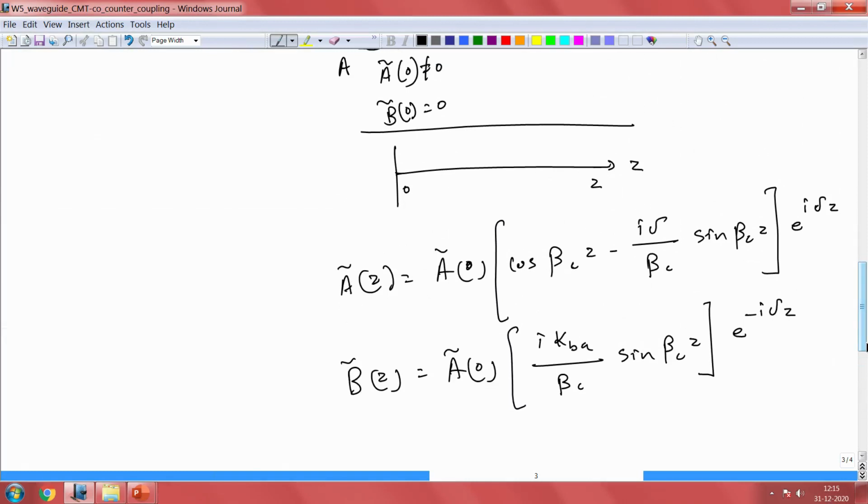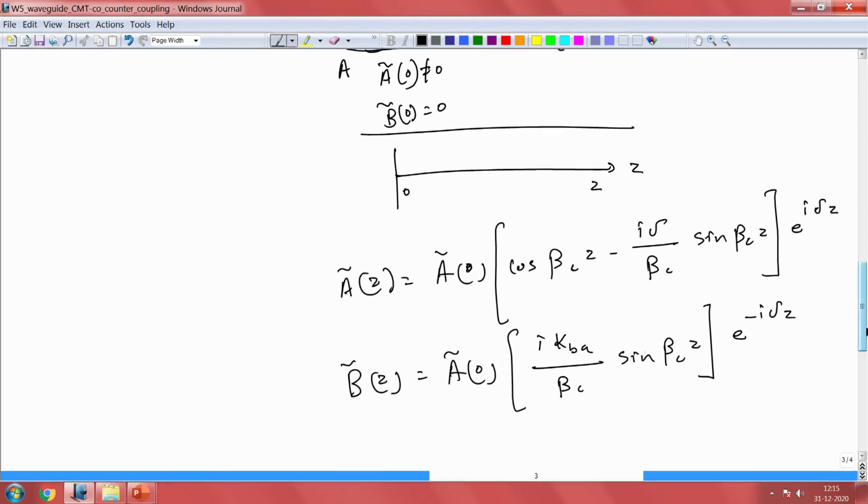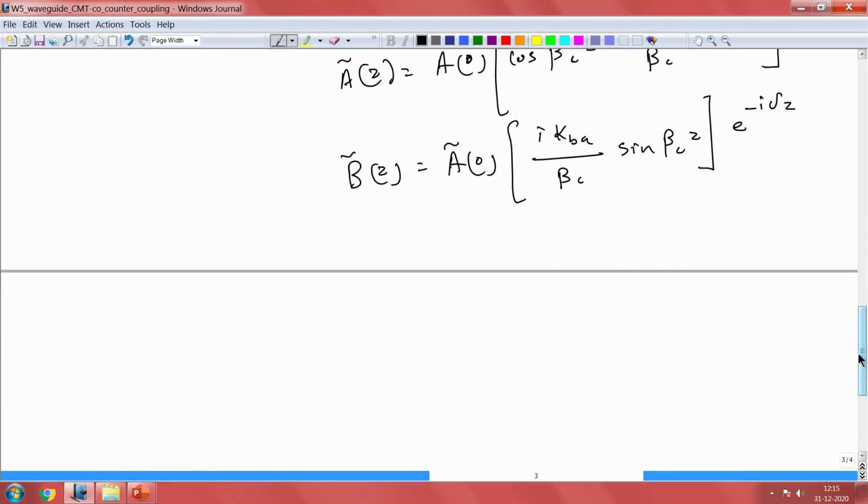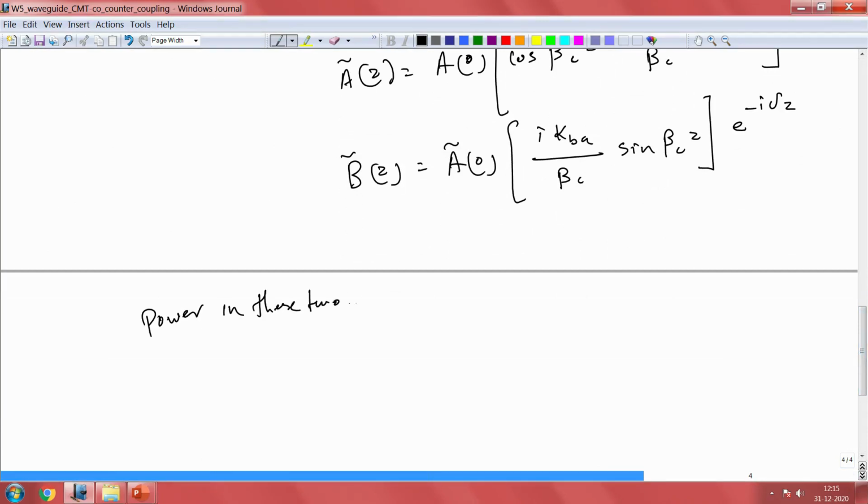Now we should understand what the power in these two modes is, and how the power is going to vary as a function of z. What we have just gotten is how the profile is going to vary, but what is the actual power inside? This is just the field, the electric field in that case. So we need to know the power in these two modes.